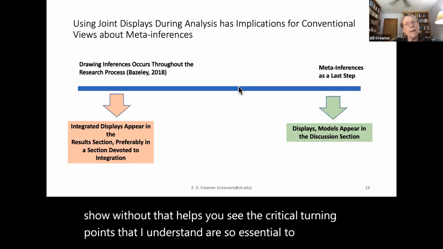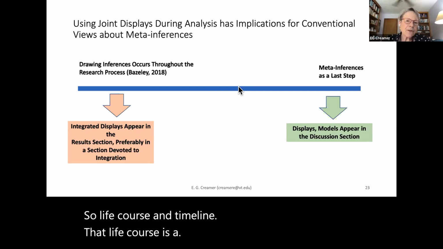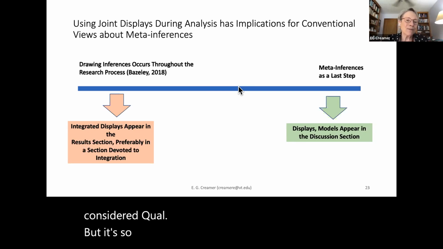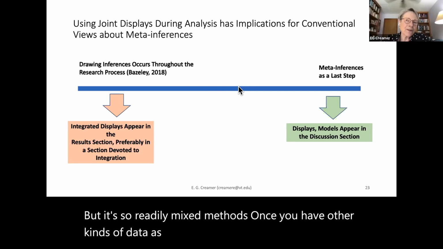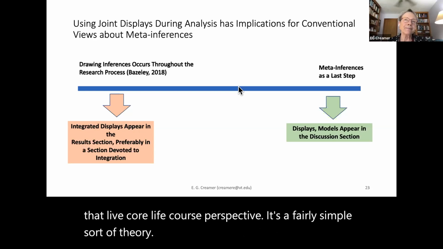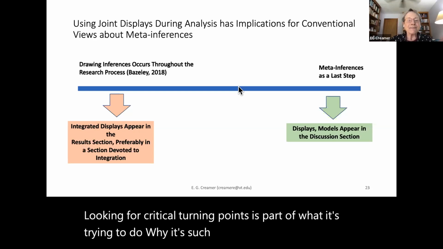So Life Course and timeline. Life Course is a method. I guess it's considered qual, but it's so readily mixed methods once you have other kinds of data as well. So there's another idea for people, the life course perspective. It's a fairly simple sort of theory. Looking for critical turning points is part of what it's trying to do, why it's such a good fit. Yeah. Good example. Thanks.